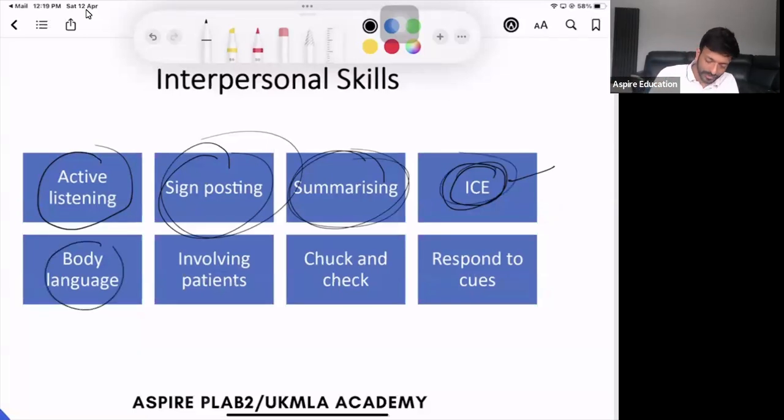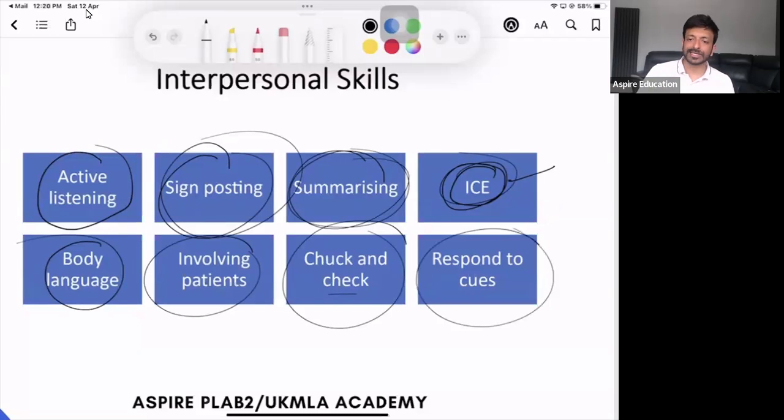Body language, positive body language. When you sit properly, not like, okay, tell me more about it. Don't be in a dull posture. Involve the patient in the management. As I said, two-way conversation. Check and check. You give the information in small chunks and you check the understanding of the patient, whether they are able to understand or not. And make sure you keep responding to the non-verbal cues as well.